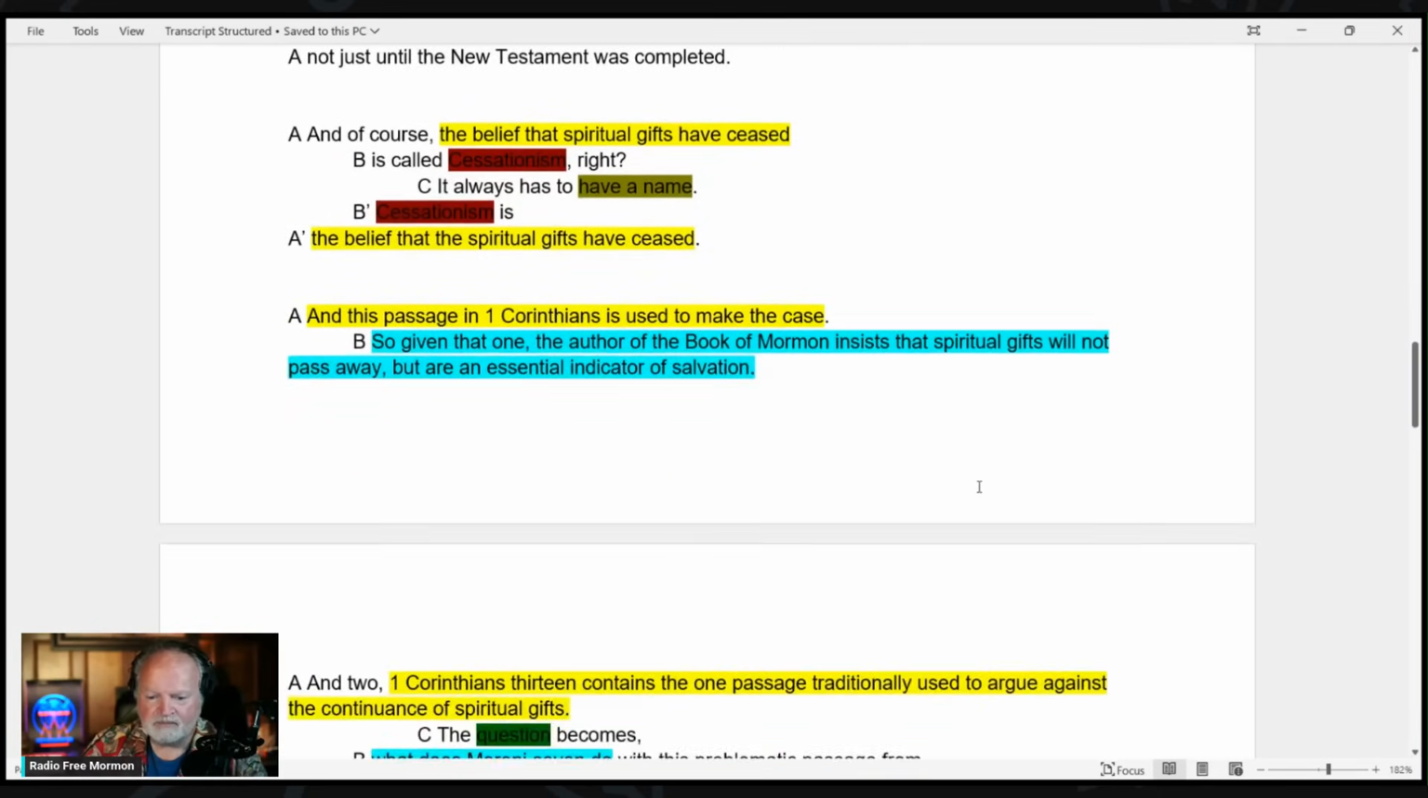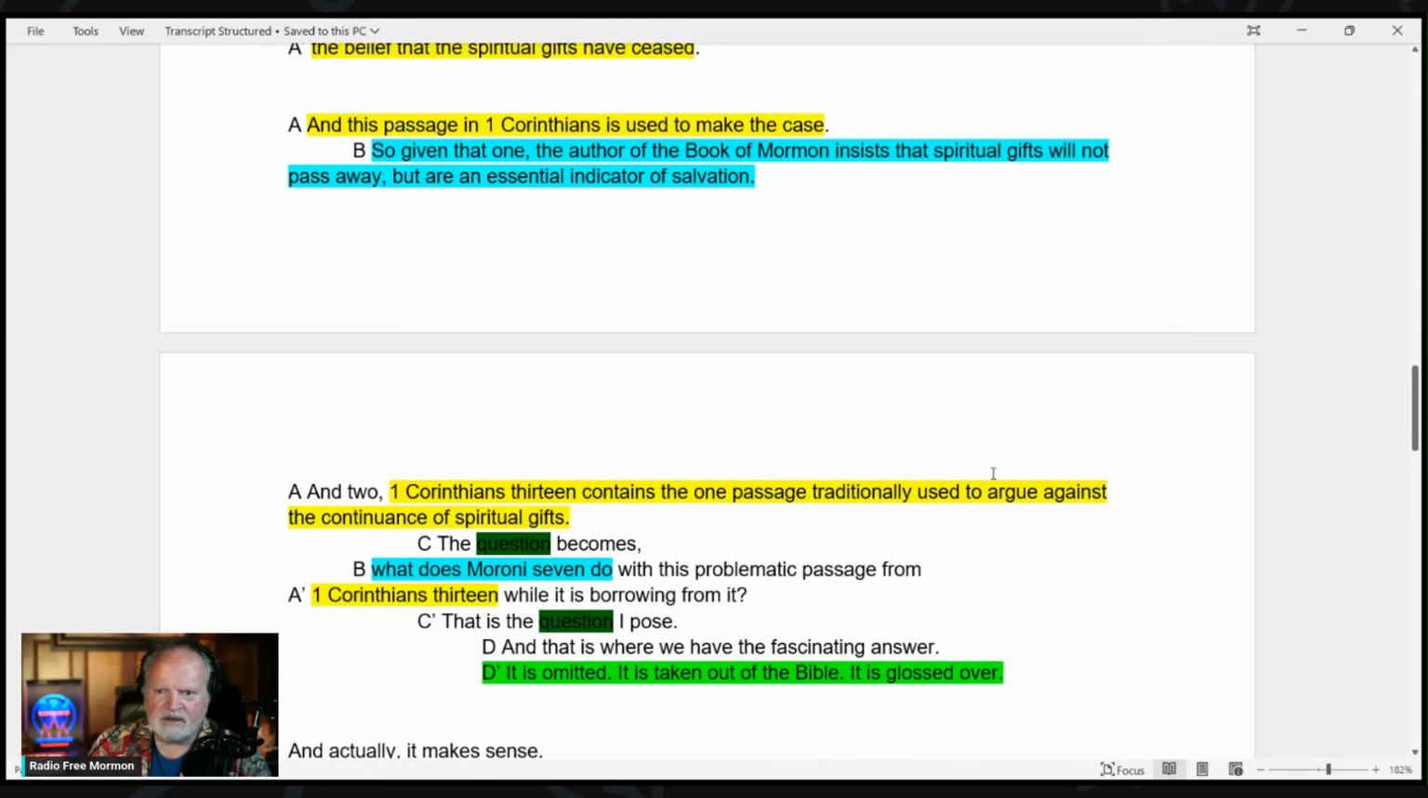Oh, there's more. So let me put this next segment up here, which has an interesting structure. A is about the passage in 1 Corinthians. B is about Moroni chapter 7 and insisting that spiritual gifts will not pass away. Then we go back to A, which talks about 1 Corinthians 13 again. Then we go to C, which is the question becomes. Then we go back to B, which talks about Moroni chapter 7. Then we go back to sub A, 1 Corinthians 13. Then we go to sub C, that is the question I pose. See, there's the question again.